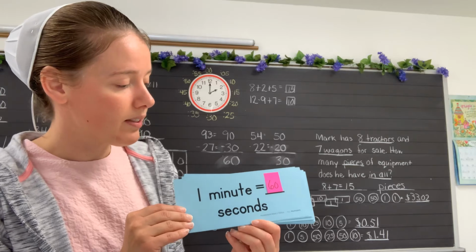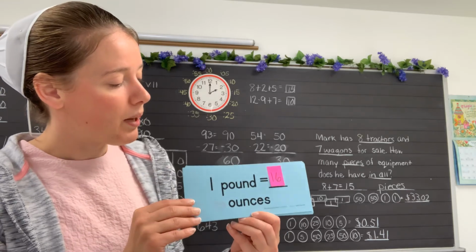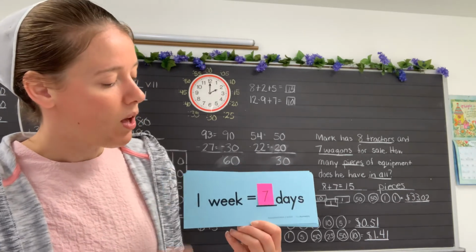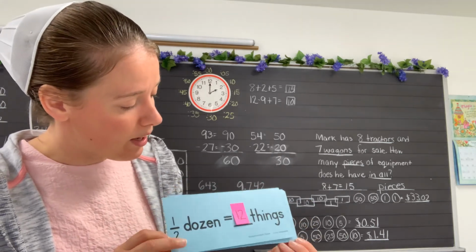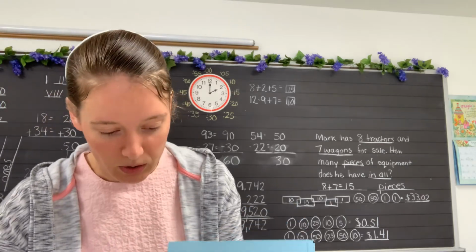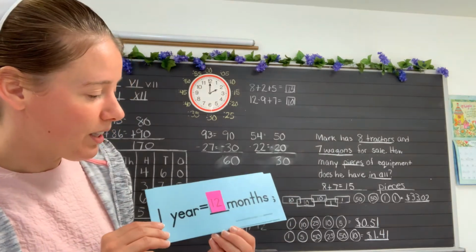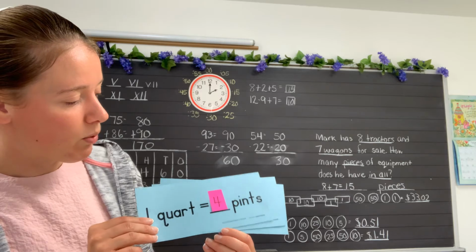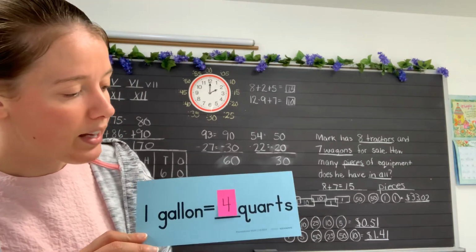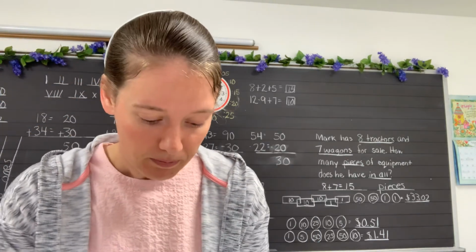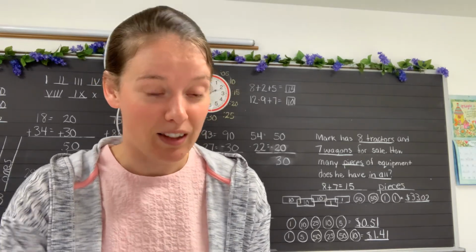1 minute equals 60 seconds. 1 dozen equals 12 things. 1 pound equals 16 ounces. 1 week equals 7 days. Half a dozen equals, oh, got the wrong thing there. So half a dozen equals 6 things, right? 6 things. 1 year equals 12 months. 1 quart equals 4 pints. 1 pint equals 2 cups. And 1 gallon equals 4 quarts. Okay, so I'll put the right tag on that half a dozen thing. Half a dozen equals 6 things.